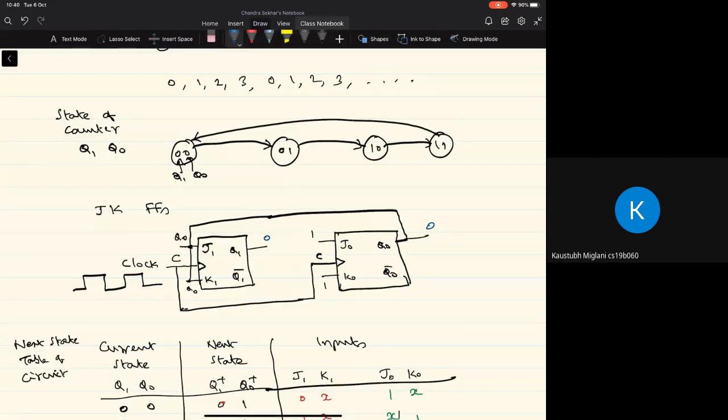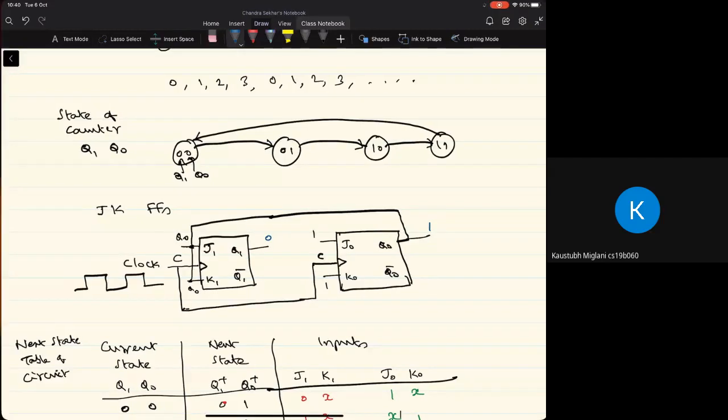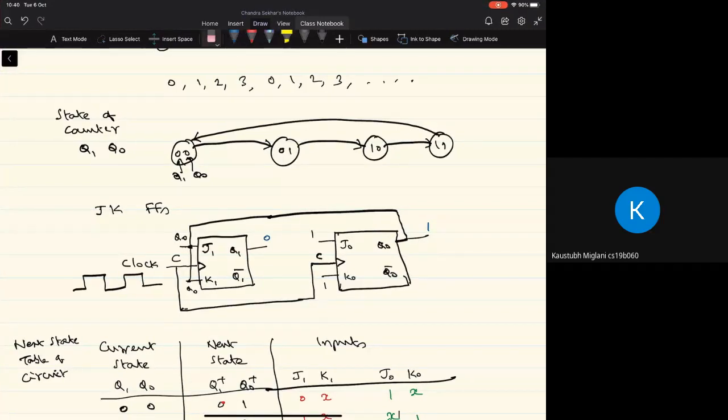And now if the current state is 0, 1, what will happen? Now J1 and K1 are also 1. So what is the effect of J1 and K1 being 1, 1? It will toggle the state. So this will go to 1 now. And what will happen to the output of the 0th flip-flop? The inputs are always 1 here, so this will change to 0. So from 0, 1, it has gone to 1, 0.